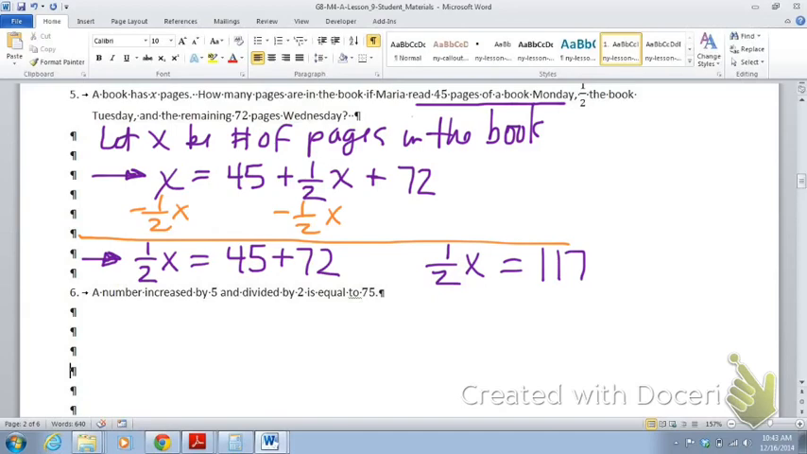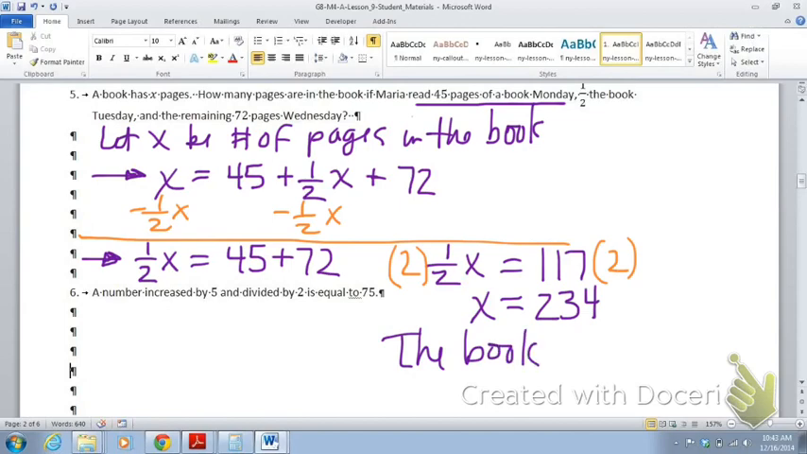So if I multiply both sides of this equation by 2, I can find out what the full book was. Now I have here that 1x is equal to 2 times 117, which would be 234 pages. So the book has 234 pages.